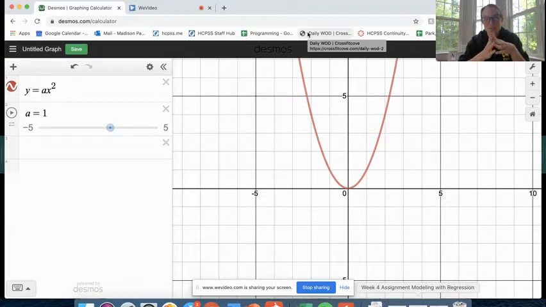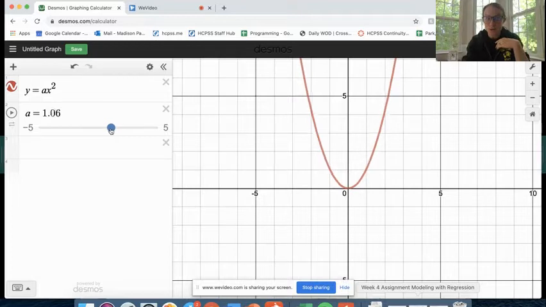So on that Desmos activity, you should have noticed something about the A value. All right, think about, what did you learn? What does the A value control about the graph? The A value of the equation. This A is being multiplied to the x squared. You should have used that slider in the Desmos activity to notice that the A value controls two different things. One, it controls how wide the parabola is.